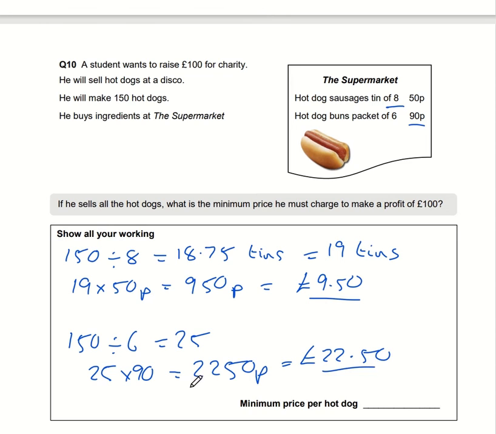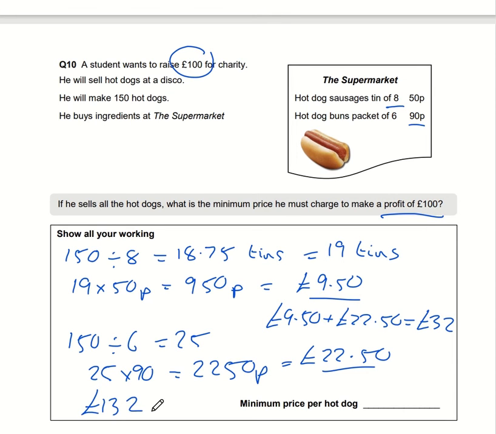So the total is going to be these two figures added together, and £9.50 plus £22.50 comes to a total of £32. But he wants to raise £100 for charity, so we need to make a profit of £100, so therefore we need to add £100 onto this, so that is £132, and the price per hot dog is therefore going to be 132 divided by 150, and that comes to a total of £0.88. In other words, 88 pence. So the minimum price of a hot dog is 88p.